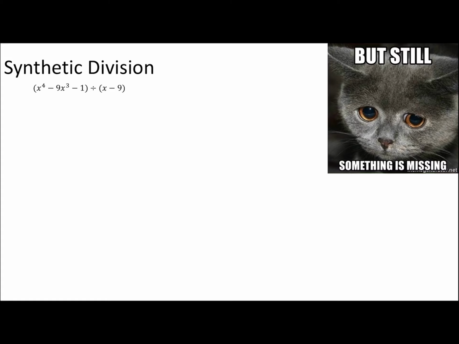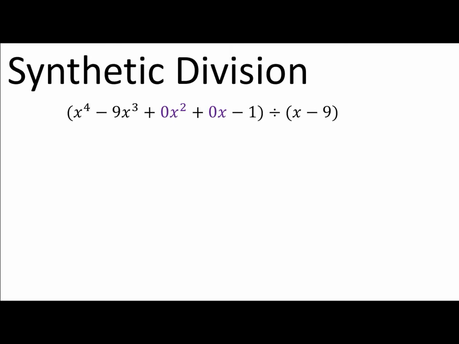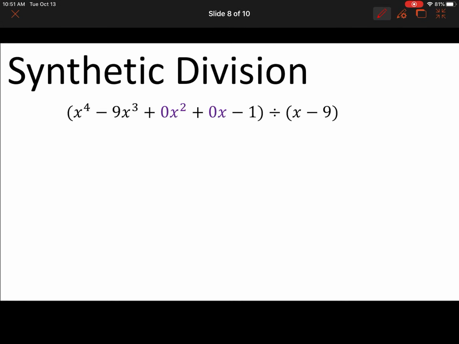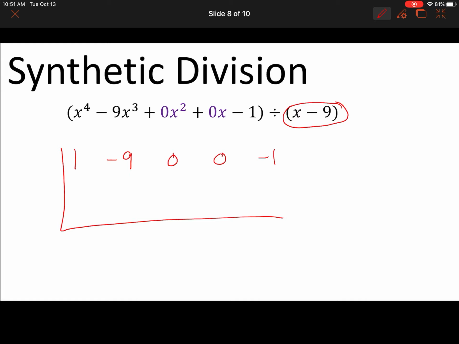So, filling them in, since I don't have them, what number represents nothing? Because I don't have an x squared and I don't have an x. So the number would be 0. So we fill those in with a 0, and then we do the same process as what we just worked on. So then I fill out my 1, negative 9, 0, 0, and negative 1. Make my box. And then again, what number am I going to use from my divisor? Since it's x minus 9, I'm going to use a positive 9.